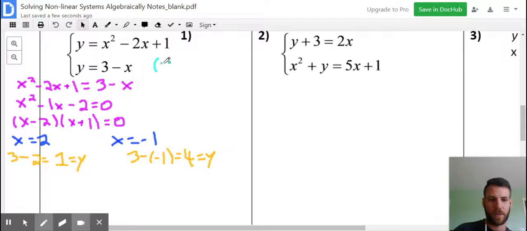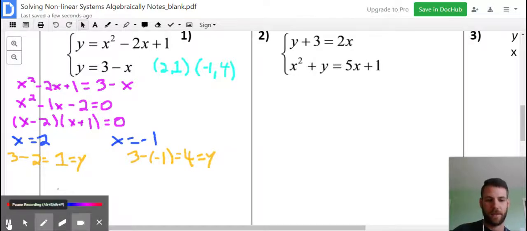One answer being this system is intersecting at 2 comma 1, and the other would be intersecting at negative 1 comma 4. And both of these points would work. I can put them into the first equation or the second, and they would turn out to be correct.